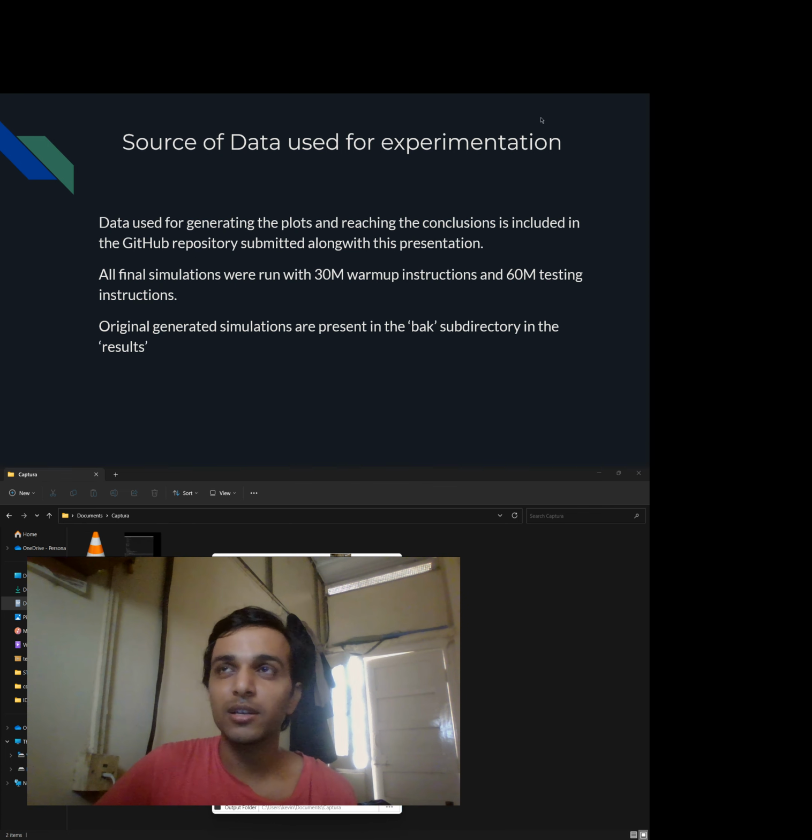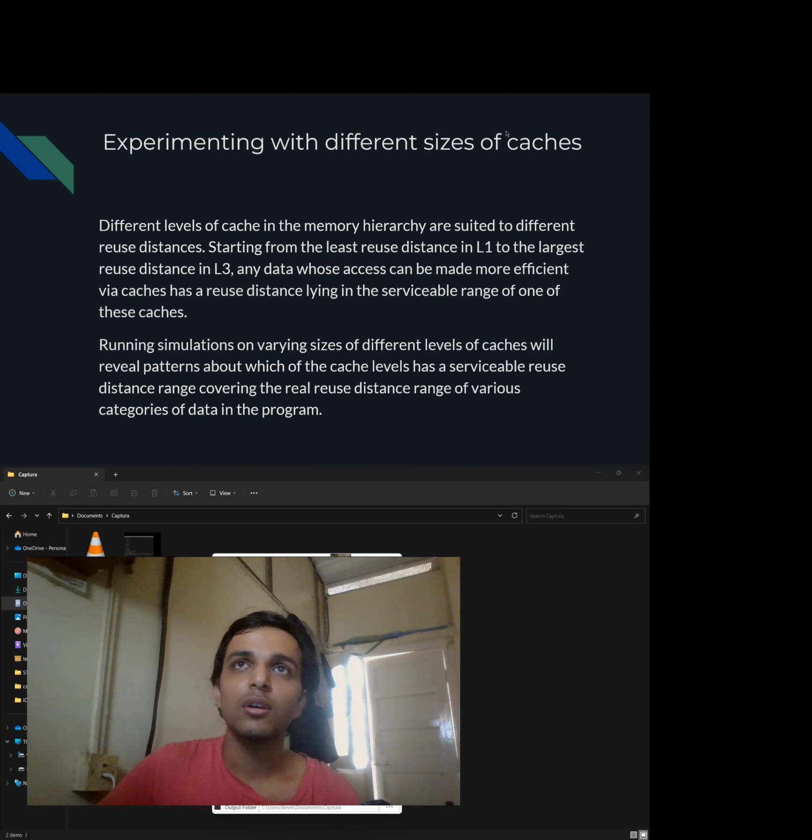The source of the data that we used for this experimentation was all the simulations that were run on ChampSim with nearly 30 million warm-up instructions and 60 million testing instructions. The generated simulations and their results are present in the GitHub repository.